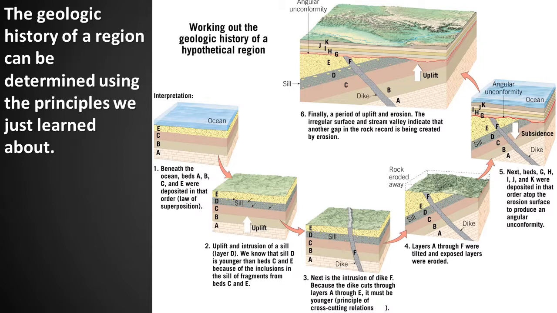That's right. The principles we just reviewed are superposition, cross-cutting relations, original horizontality, lateral continuity, and three different types of unconformities: angular unconformity, disconformity, and nonconformity. Based on the principles we have just reviewed, we can interpret the geologic history of a region. You are now an expert in these relative age principles, so we'll now discuss absolute age principles.